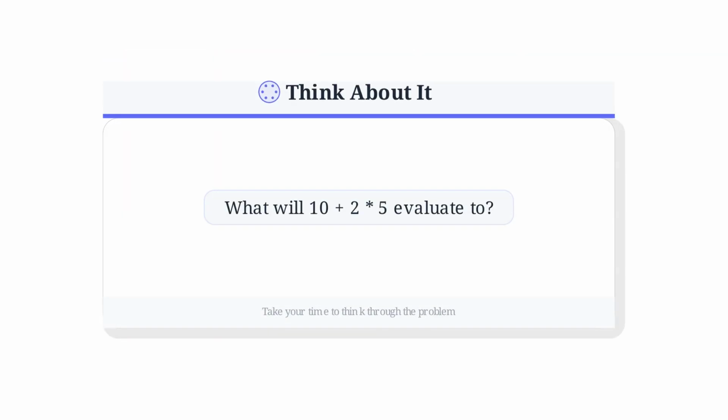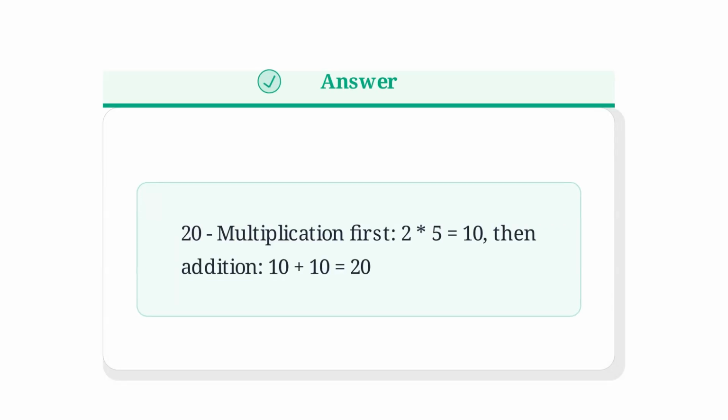Quick challenge. What will 10 plus 2 times 5 evaluate to? Remember the order rules? The answer is 20. First, multiplication happens. 2 times 5 equals 10. Then addition. 10 plus 10 equals 20. Not 15, because we don't go left to right.